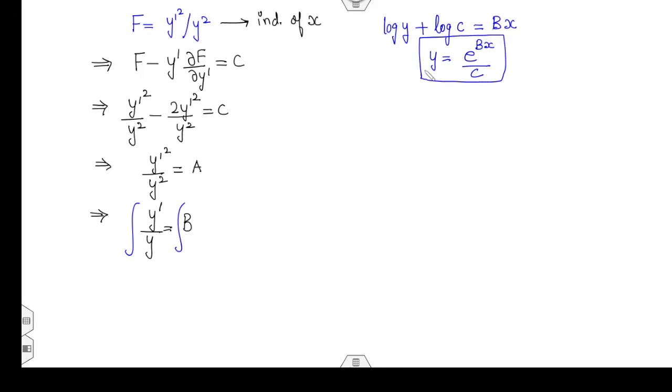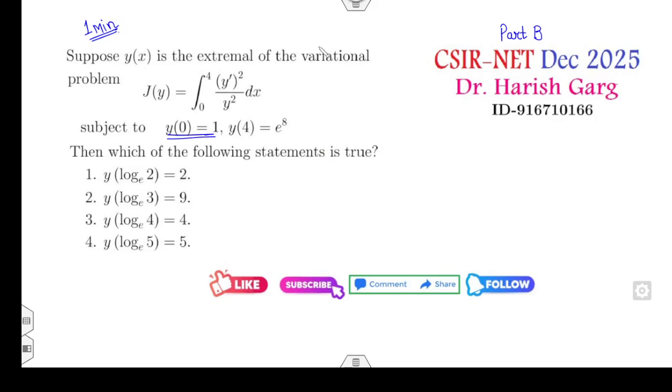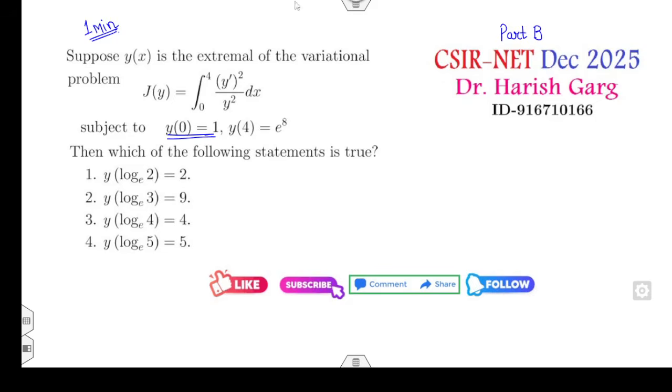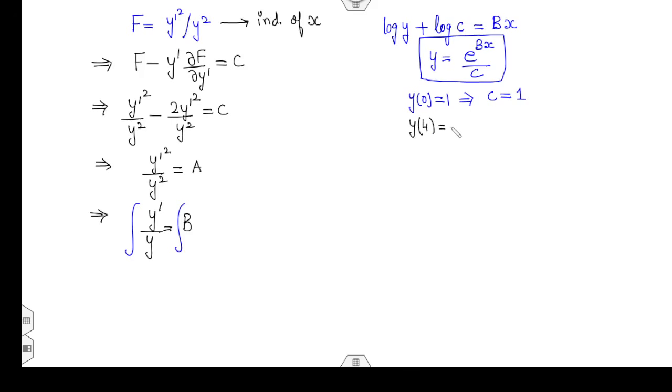Now apply the initial conditions. Y of 0 is equal to 1. What is the meaning of y of 0 is 1? It implies c is equal to 1. The second condition is y of 4 is equal to e raised to power 8. What does it imply? E raised to power 8 is equal to e raised to power 4b. Hence b is equal to 2. So your solution becomes y is equal to e raised to power 2x.